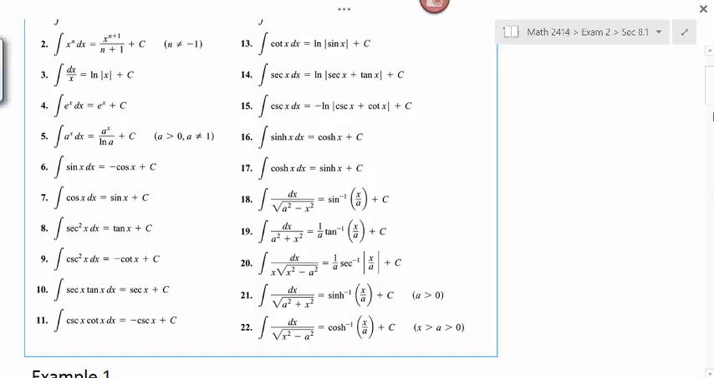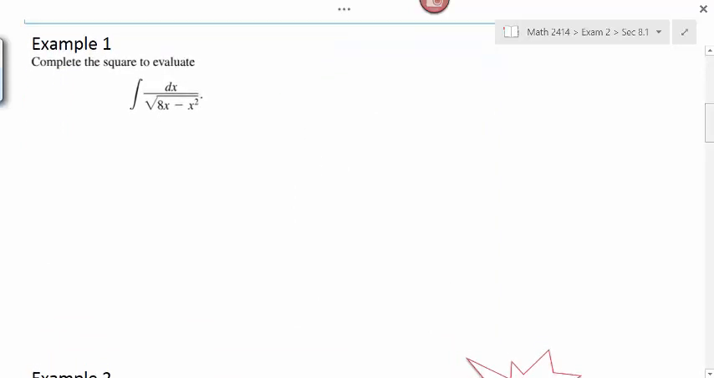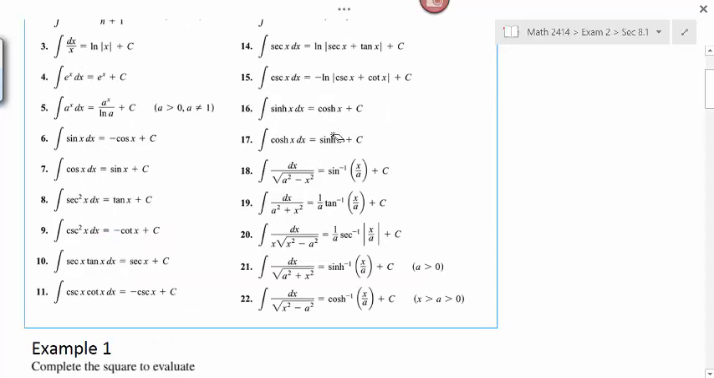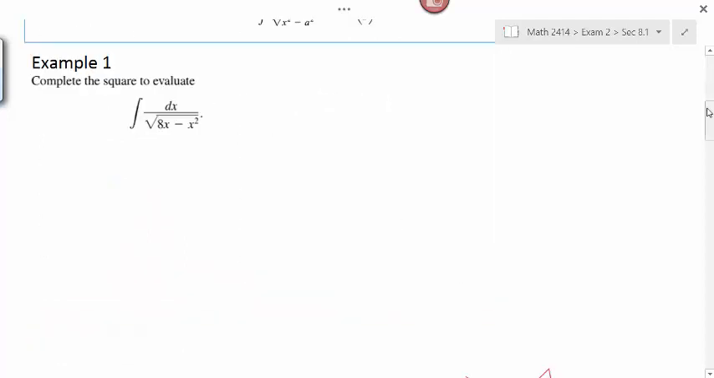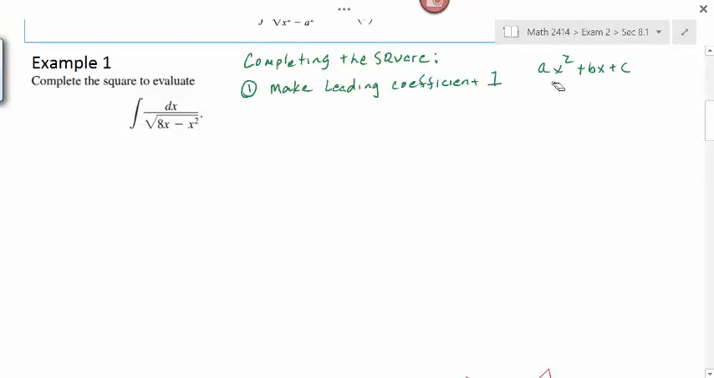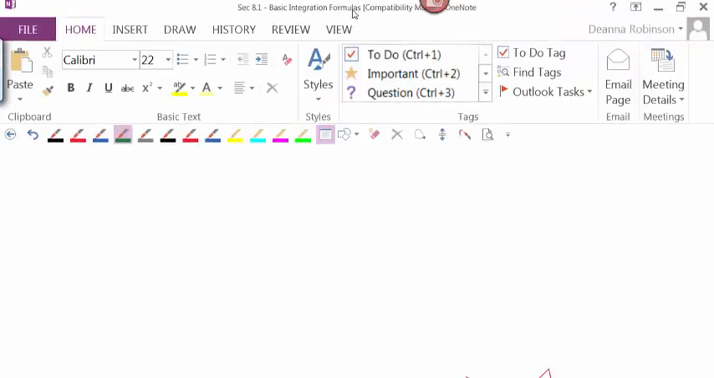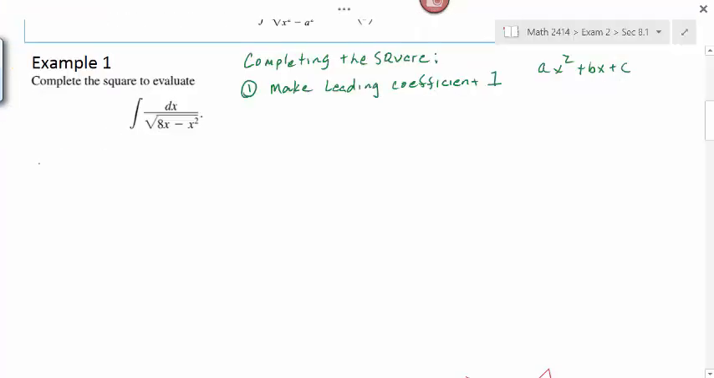The first example that we have is we're told to complete the square. We want to do that so that this integrand looks like one of these integral formulas that we already have memorized. Do you remember how to do completing the square? Maybe it would be helpful if I write down the steps. If we have our quadratic expression written ax squared plus bx plus c, you want to make the leading coefficient 1. So the first thing that I need to do is factor a negative out of this. We're going to do some scratch work here as we go along.